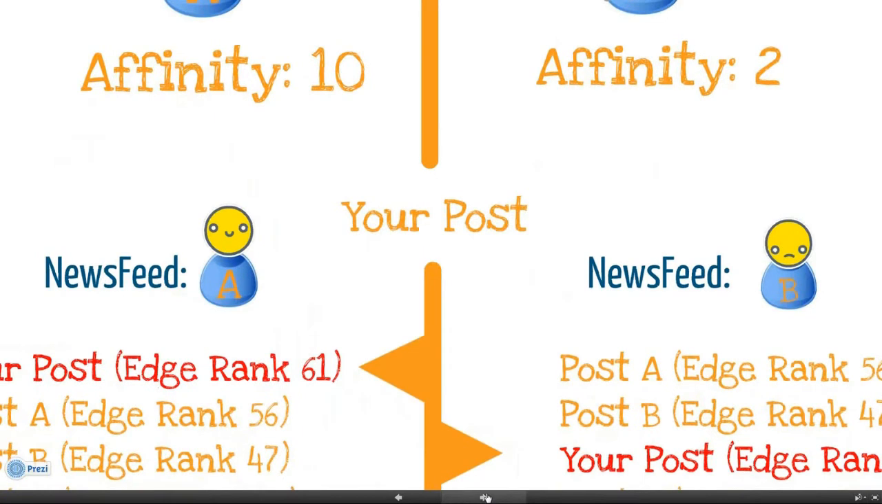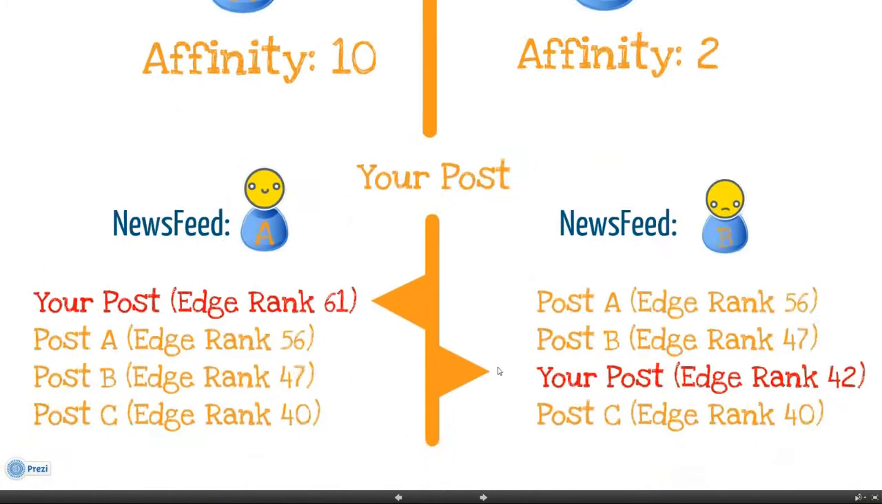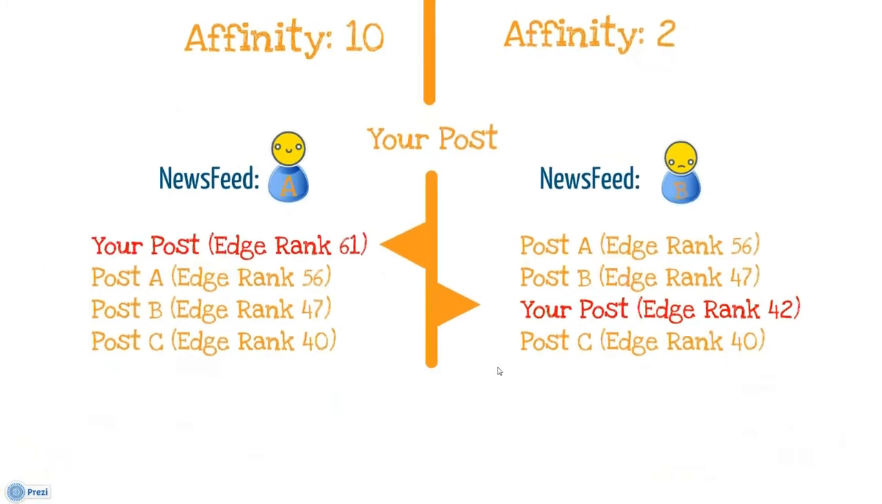So when your page makes a post, it goes down into each of these person's news feeds, and you can see that for person A, it's going to rank higher than for person B, solely based on the past affinity they have with your page. Facebook knows that person A likes things from this page since they've interacted with them in the past, and they know person B doesn't. So they use that knowledge to rank these posts. A is more likely to see it, and B is less likely to see it.